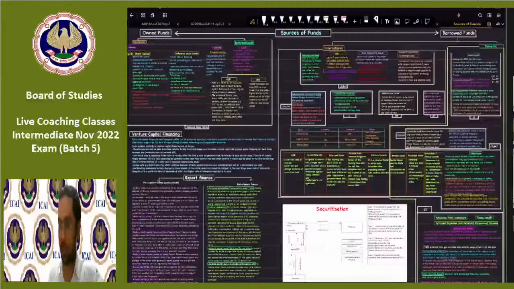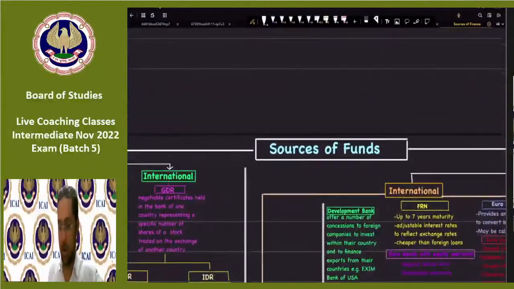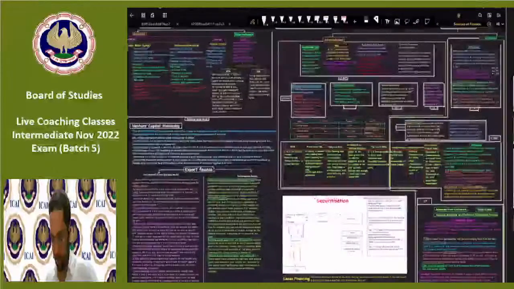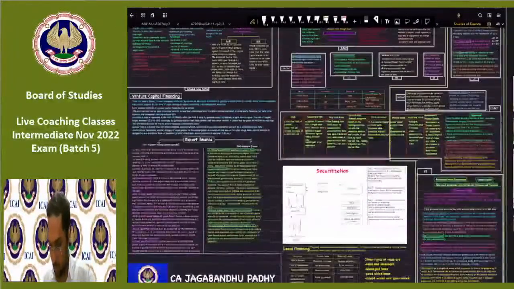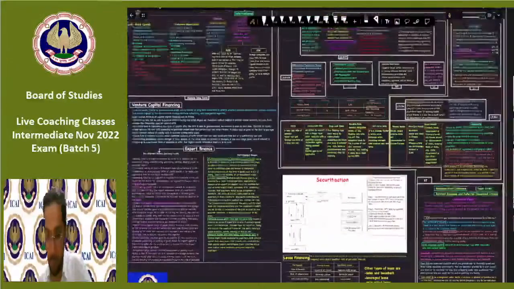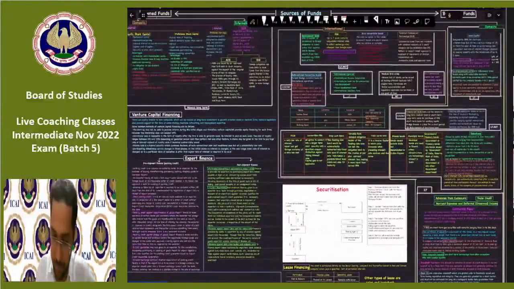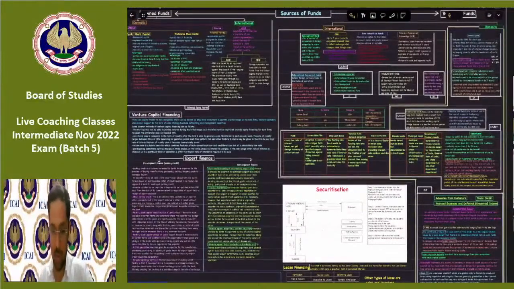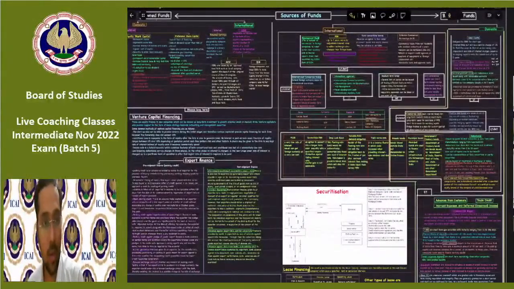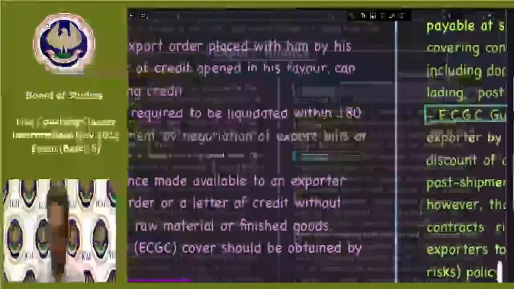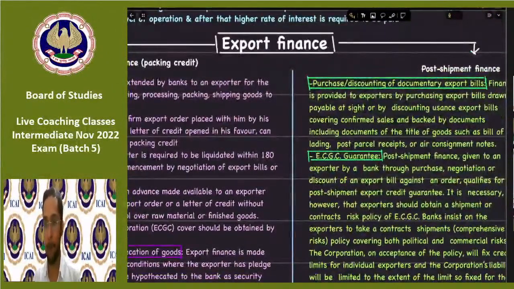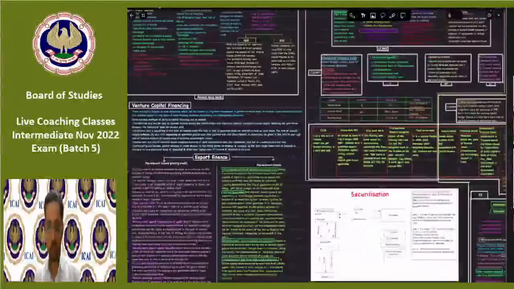Now, let's go for the sources of funds, right? Now, I've done this task for you. This one typical page is going to cover the entire chapter of sources of funds. So it's something which you can just zoom in and look into, right? Yeah. So let's get started with it.